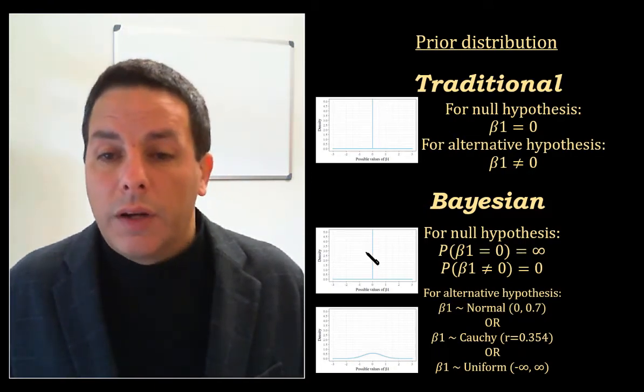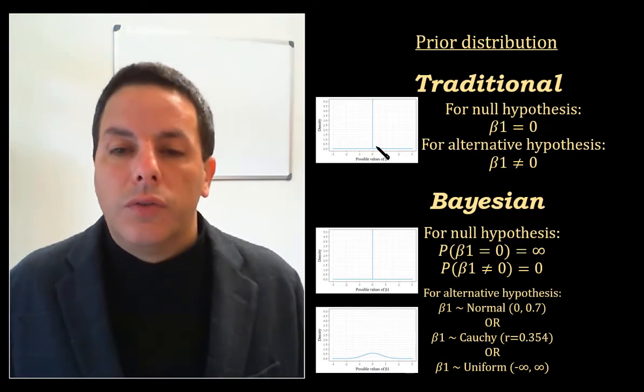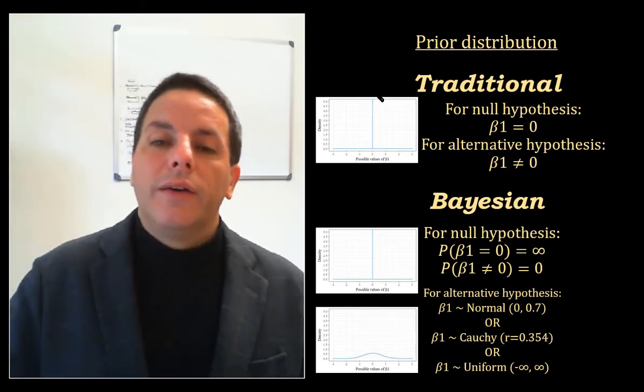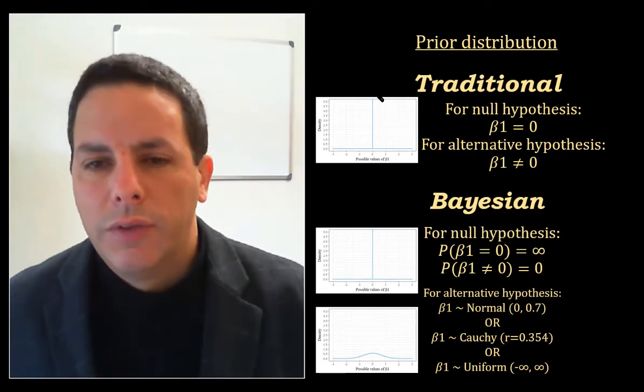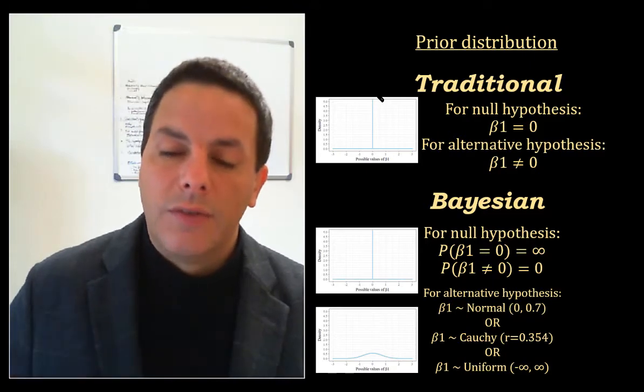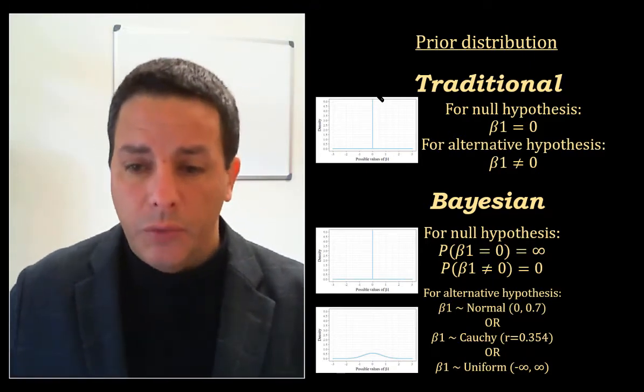And in the graph it is represented by a spike at 0. This spike goes towards infinity. We cannot have infinity in this graph, but that's the idea. There is a spike. All the other values are impossible.